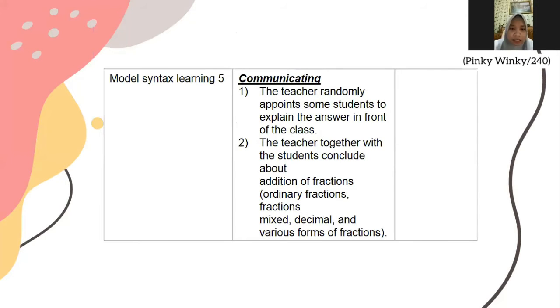Model syntax learning 5. Communication. 1. The teacher randomly appoints some students to explain the answer in front of the class. 2. The teacher together with the students conclude about the addition of fractions, ordinary fractions, mixed fractions, decimals, and various forms of fractions. Next.